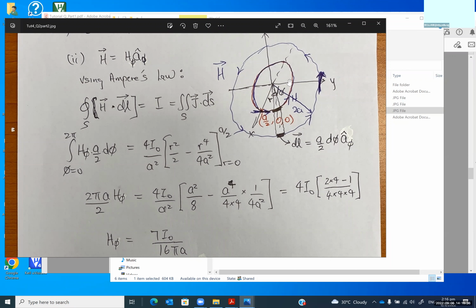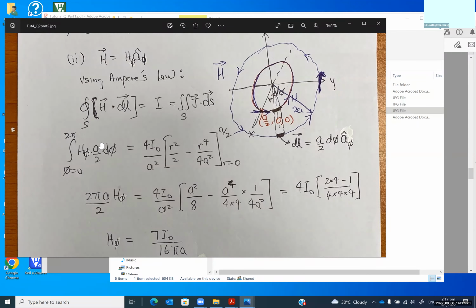So it's in this direction, a phi. All agree with that? Okay, so now the next thing is just to do this dot product, this vector dot with this vector. A phi dot with a phi is 1. So therefore I have H phi times a over 2 d phi. And I then need to sum up until it goes the whole loop, so that is the integration over phi from 0 to 2 pi.